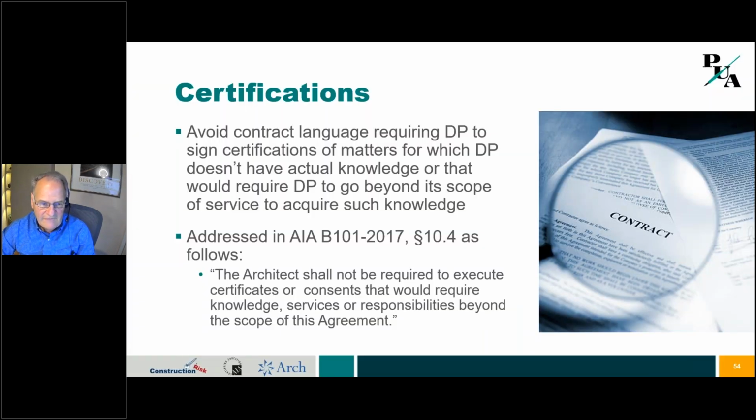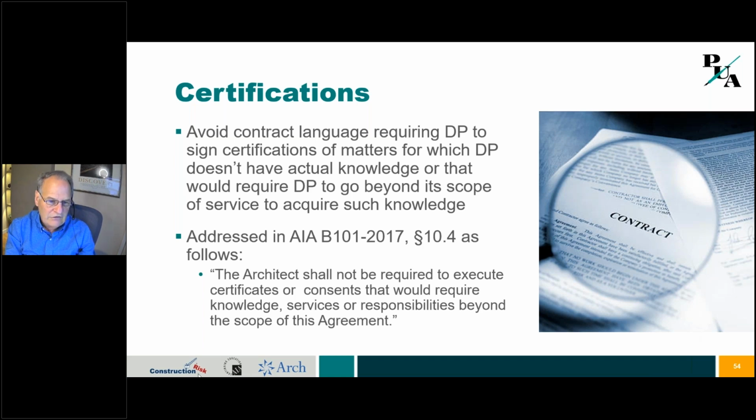Okay, certifications. Be careful in your certification language. And we're kind of coming up to the end here, but on this slide, I want to make a point. The AIA has, again, really good language, and it says the architect's not going to be required to execute any certificate or consent that would require it to have knowledge, service, or responsibility beyond the scope of this agreement. And what that says is, if you're only out there looking at the site during construction once every 2 weeks, how in the world could you certify that the contractor met every plan and spec that was out there?